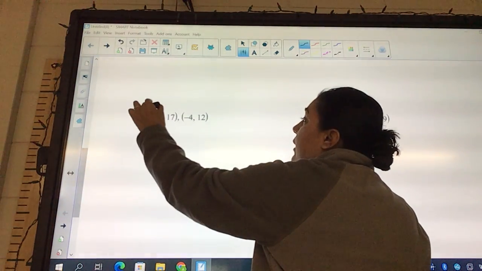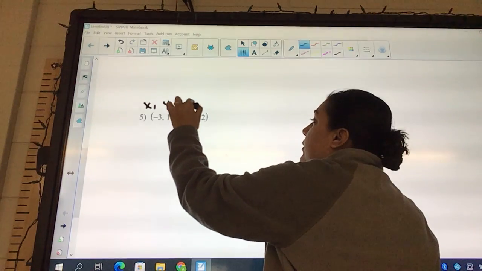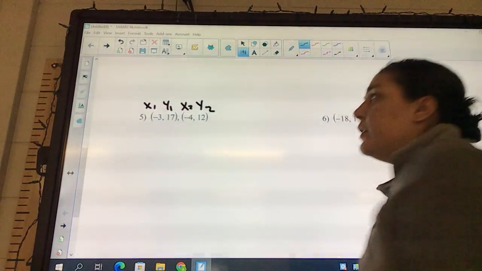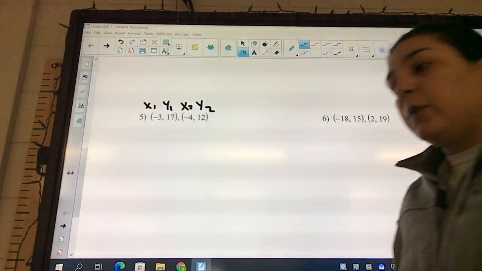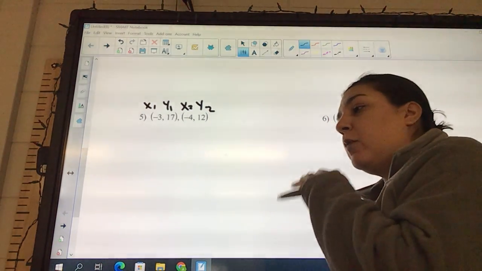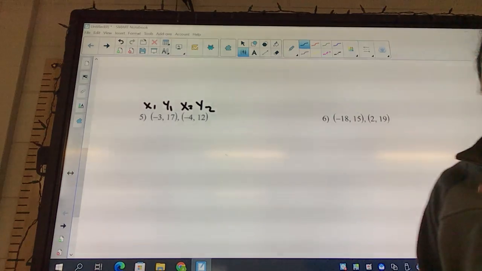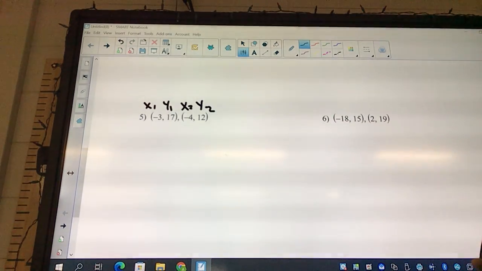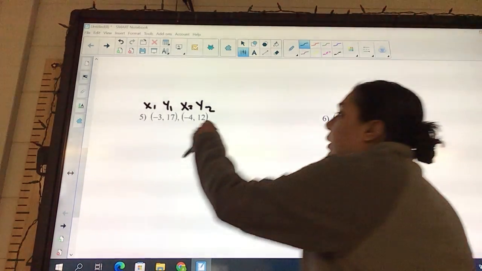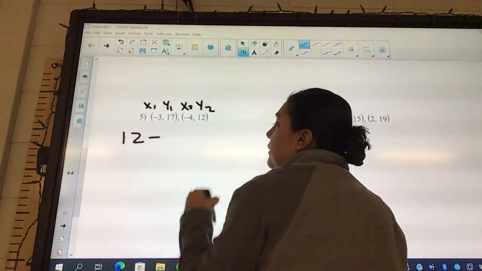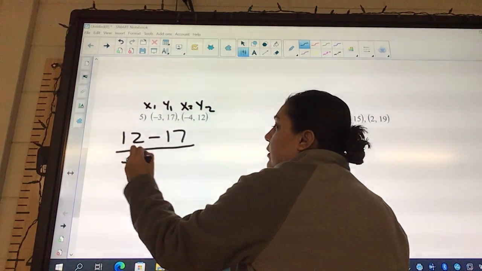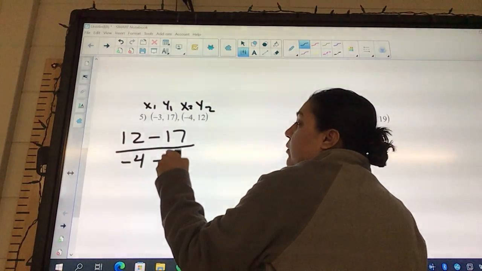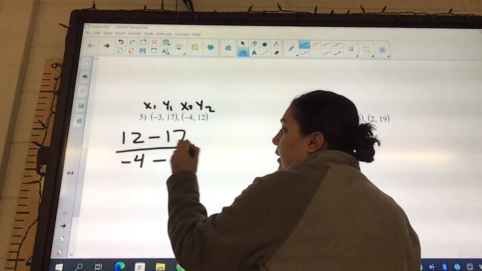Okay, so we got x1, y1, x2, y2. I know it doesn't seem like very much, but it's very important to label these because the further that we get, we're going to be working with multiple x's, y's, and m's, and so just get in the habit of labeling every time. Okay, so we got 12 minus my y1, which is 17, over x2, which is negative 4, minus, what is my x1? Negative 3.